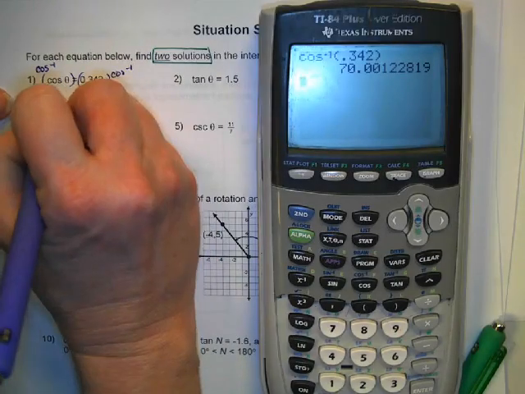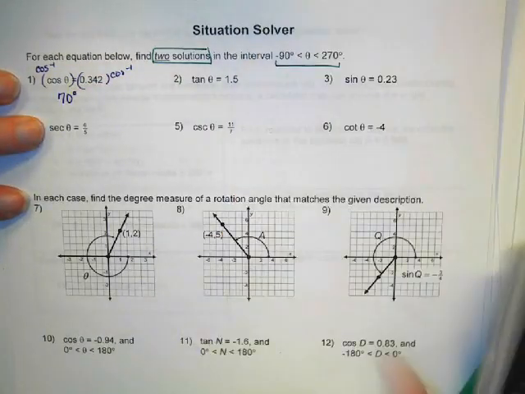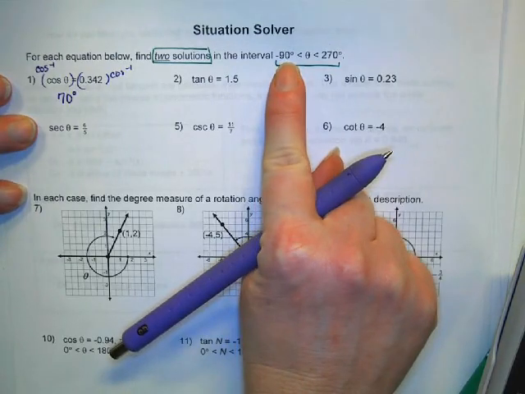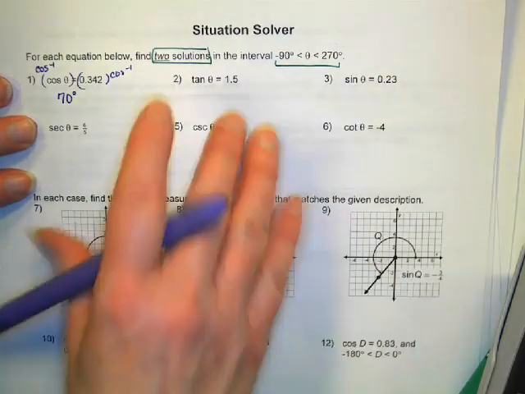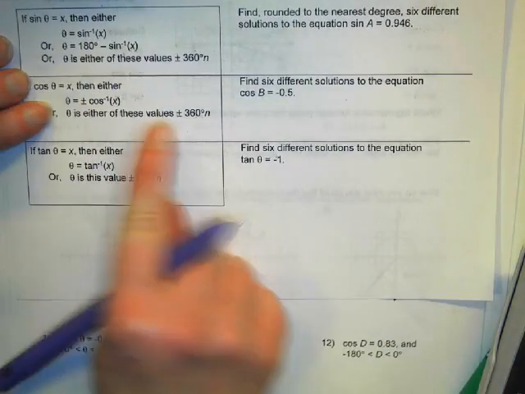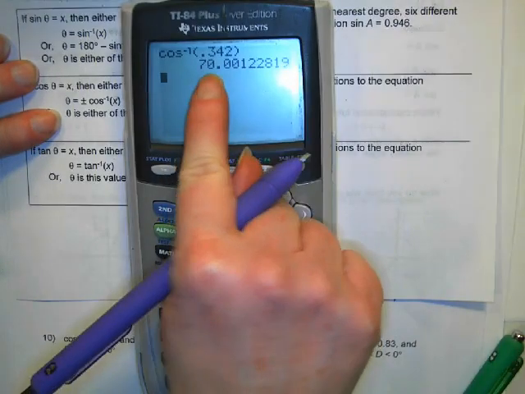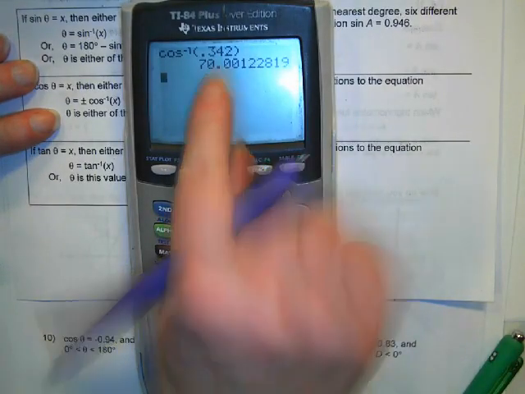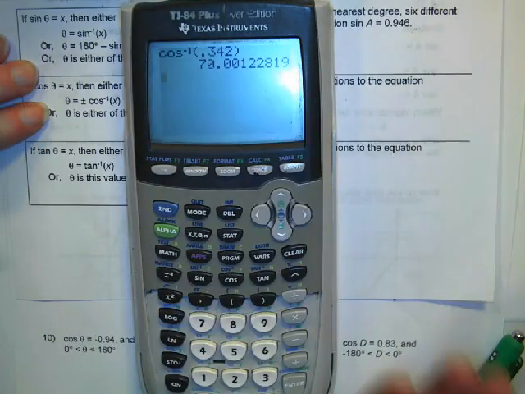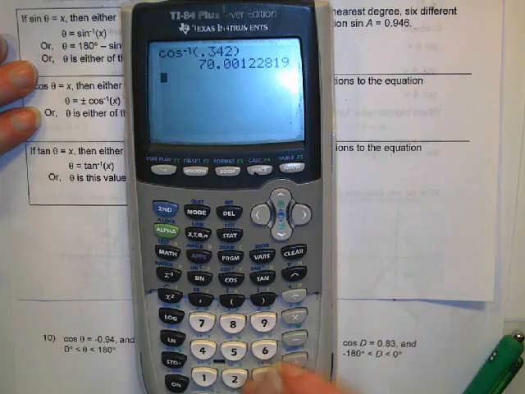So that is definitely in the interval between negative 90 and 270. So then could you add or subtract? I look at what it says I can do with things that I get from cosine, and it says I can add or subtract 360. But if I add 360 to that, that's too big. I can subtract 360 from that, but that's too small.